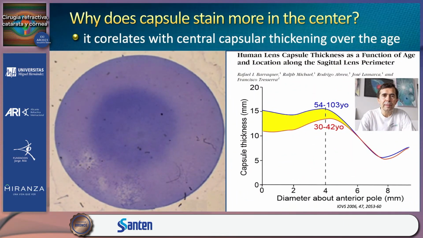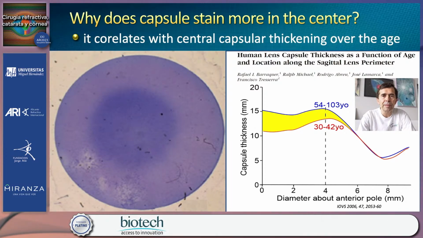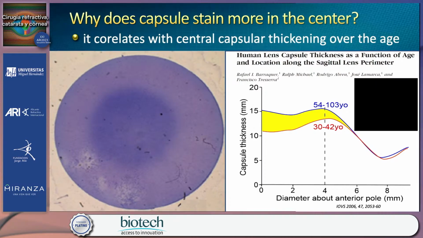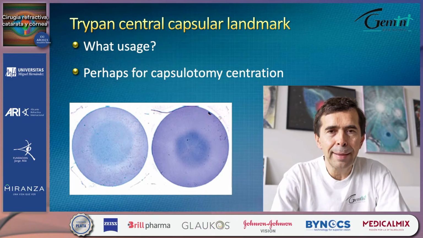Why does the capsule stain more in the center? Well, it correlates with the capsule thickening over age as published by Barraquer, and as we see on the right-hand side of this slide on the chart. So now we have described the central capsule landmark. What usage? Well, we thought perhaps it can serve for capsulotomy centration.